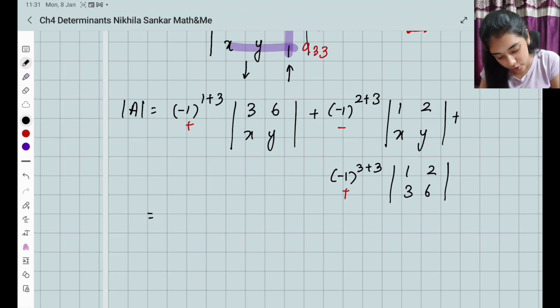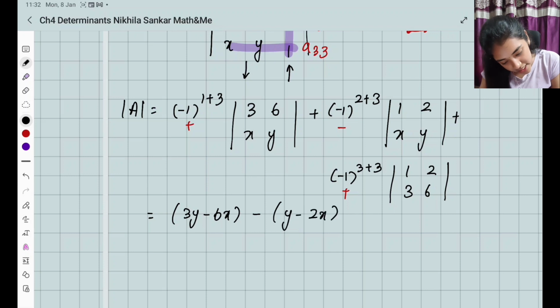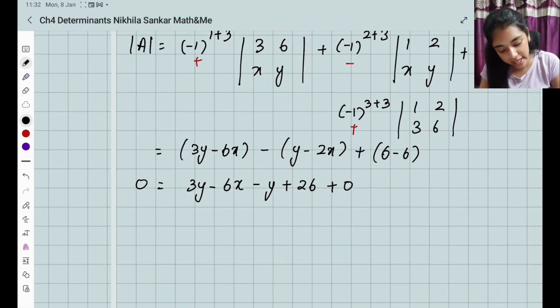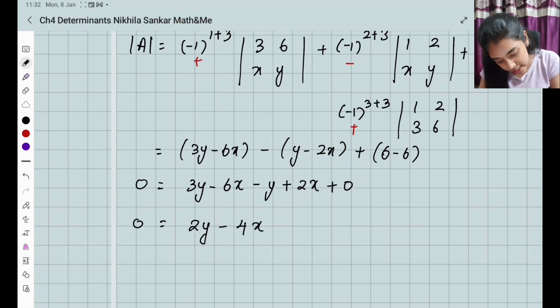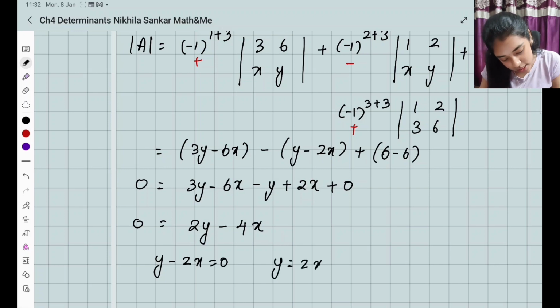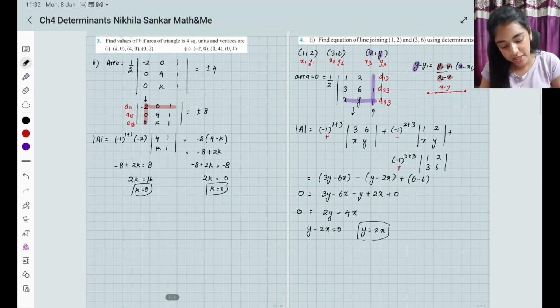The determinant values are going to be 3y minus 6x minus y minus 2x plus 6 minus 6. Okay. So this is going to be 3y minus, I'll open the bracket, 3y minus 6x minus y plus 2x plus 0. And this has to be equal to 0, since the area is 0. So this is going to be 2y, and this is going to be 2x. Okay, not 2, 6, 2x. So this is going to be 2y minus 4x equals 0. So taking 2 common, I have y minus 2x equals 0. So y equals 2x is the equation of the line. Okay, please copy.